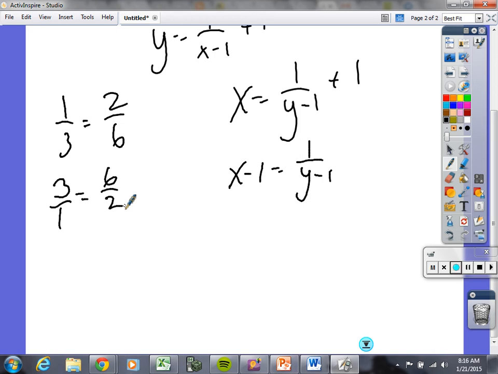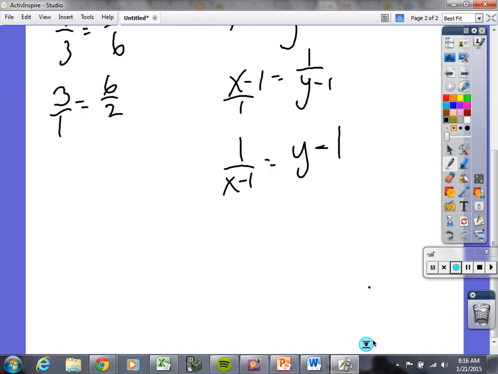Now you might be asking, why am I doing that? It's because I have a y in my denominator. Okay? If I go ahead and flip them, this is now 1 over x minus 1 equals y minus 1. Do you see how I did that? Yes, no? You good? Okay.